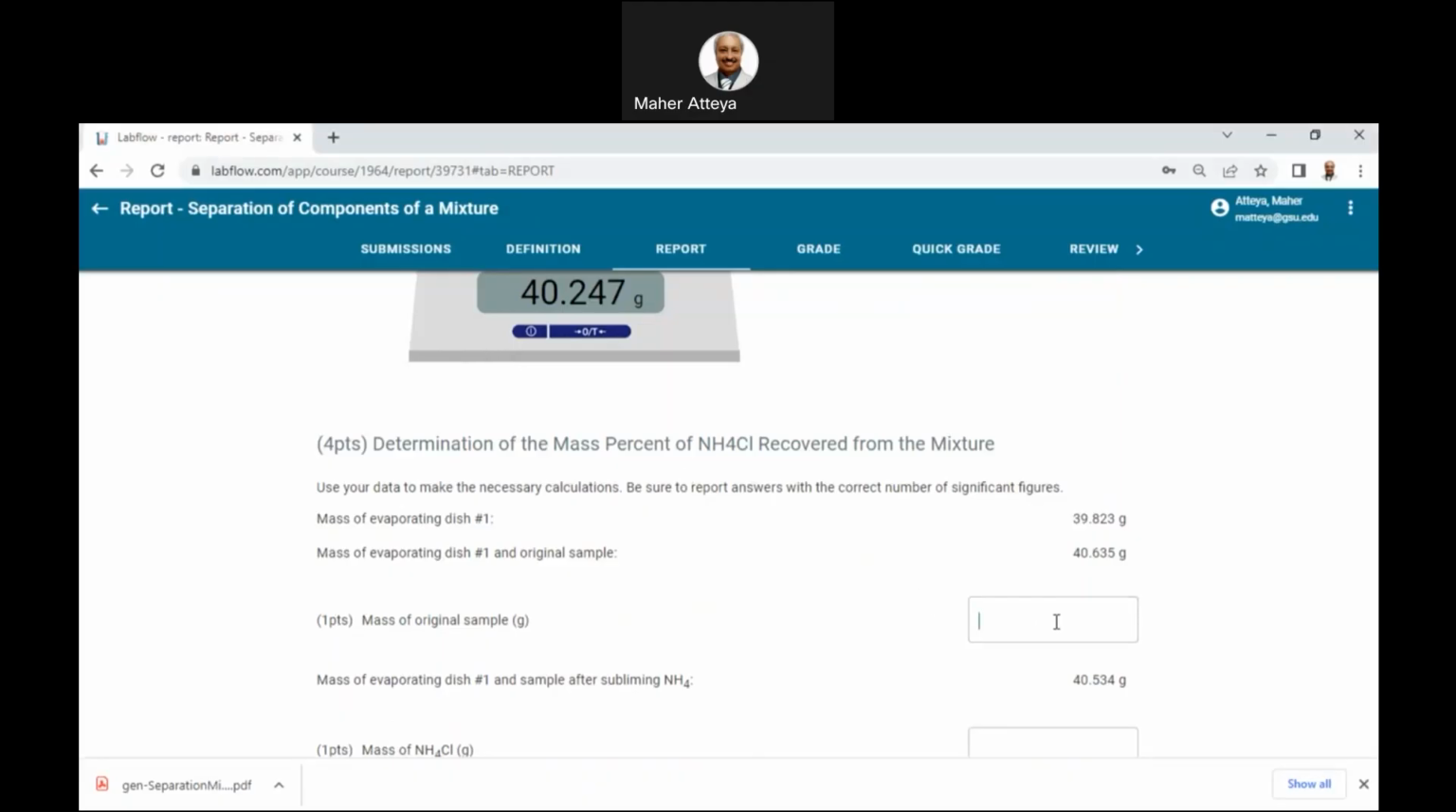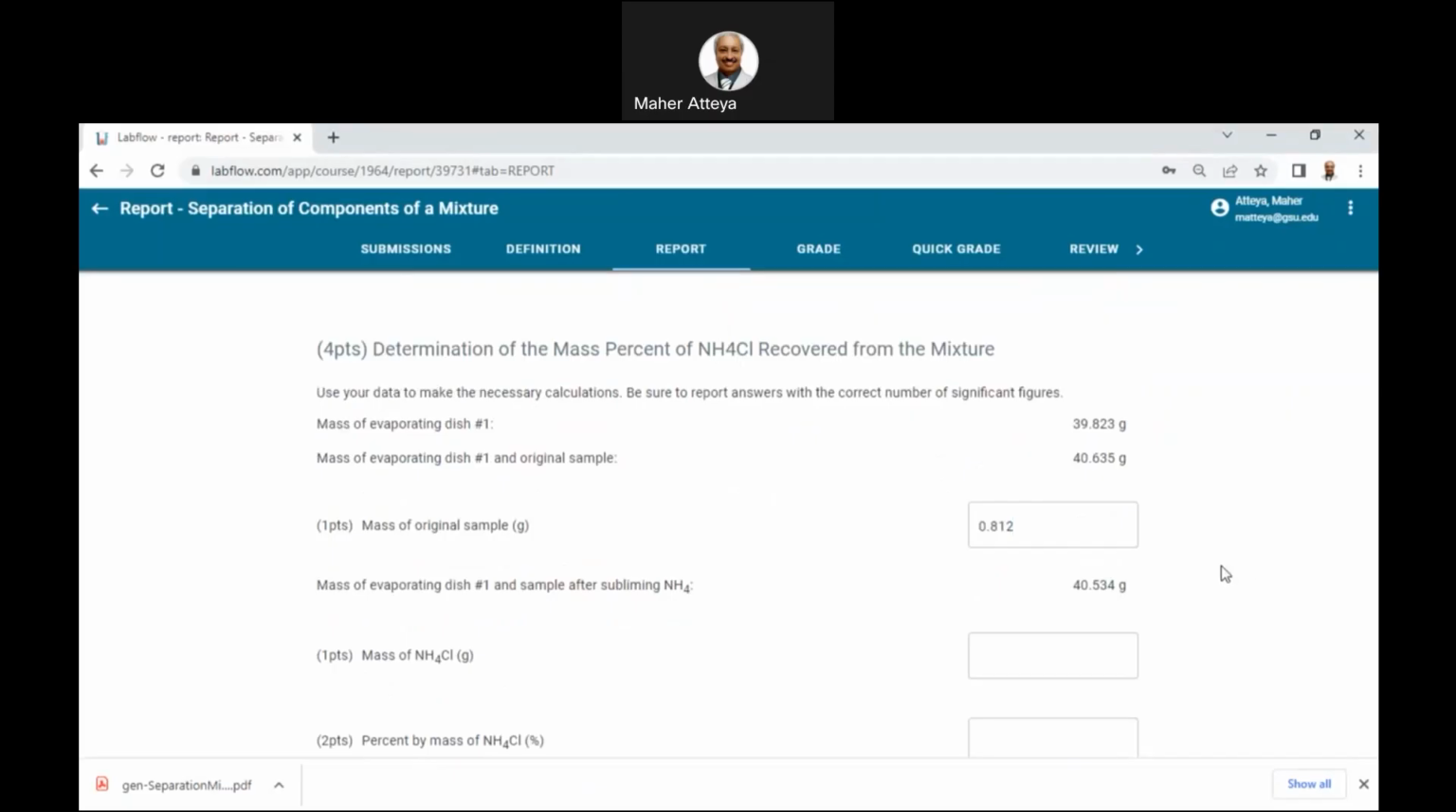I'm copying results here into this, pasting it. So 0.812. Mass of the original sample is 0.812. This minus this. Okay. Mass of the dish and the sample after sublimation. After the sublimation, so I will say 40 point. This minus this will give me the amount.